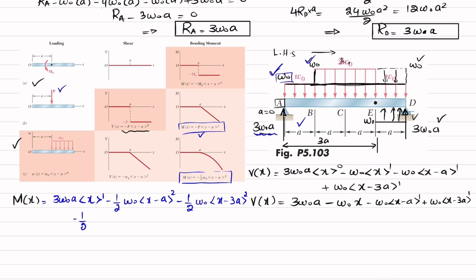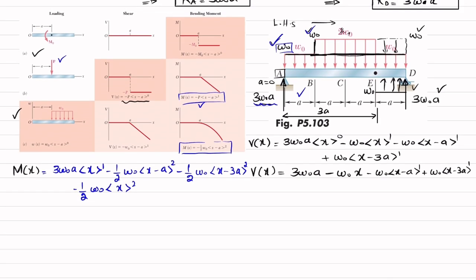So minus 1 over 2 W naught into x square. Let me explain. The first term is for this, clear. This term is for this portion and this term is for this portion, and the fourth term is for this portion. Okay, now if you simplify this, you will get this M of x will be equal to 3w naught ax. This term will be equal to minus 1 over 2 w naught x square.